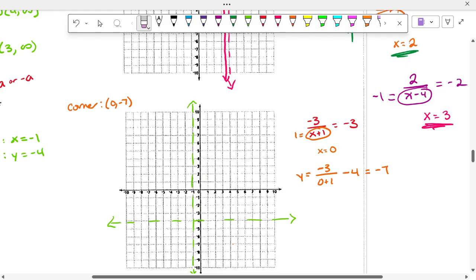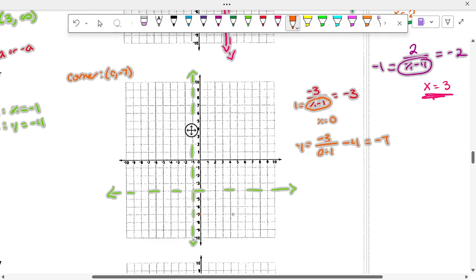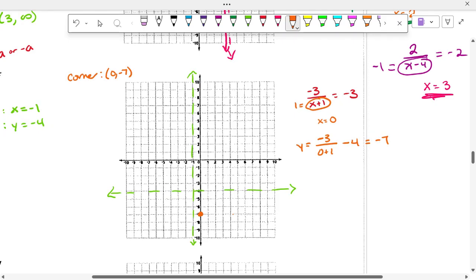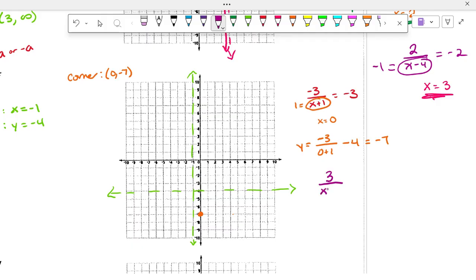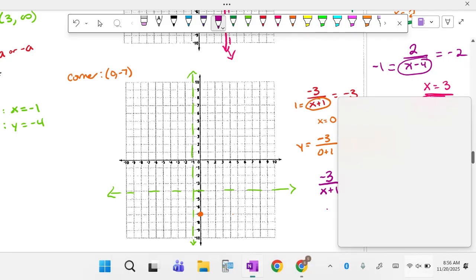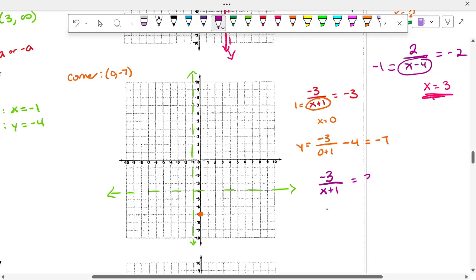So that should be at the point (0, -7), so right here. All right. Now, we need the other to equal our opposite version of our a value. So that would be a positive a, because a negative times a negative is a positive. So we want the fractional part, negative 3 over x plus 1, to equal positive 3.